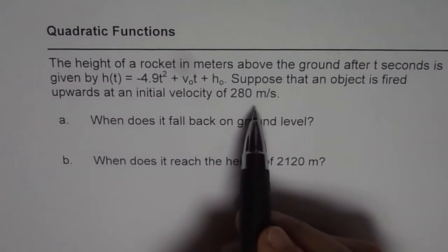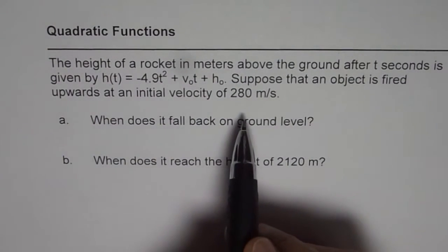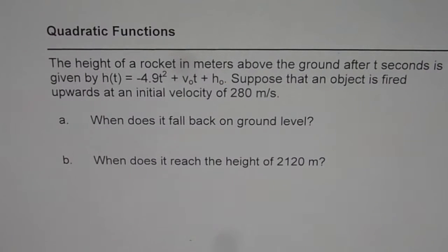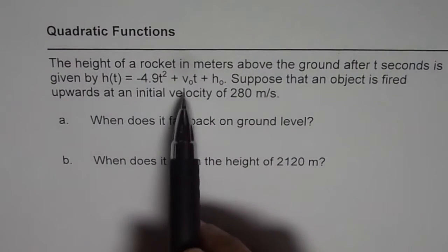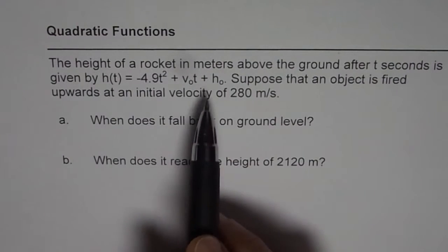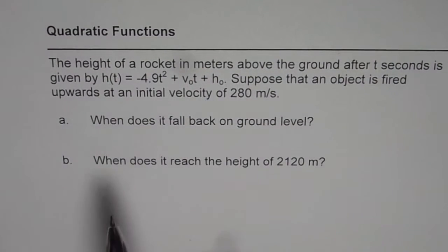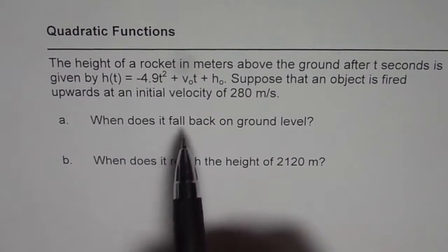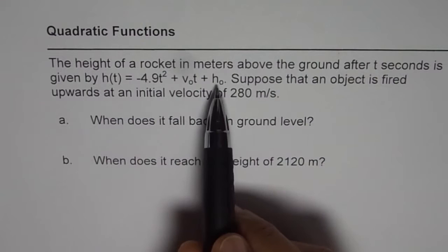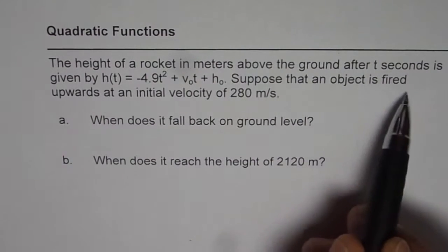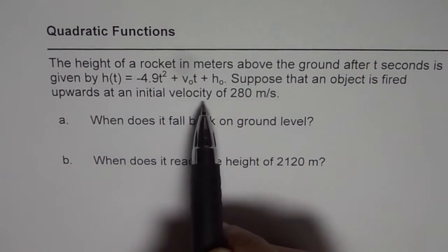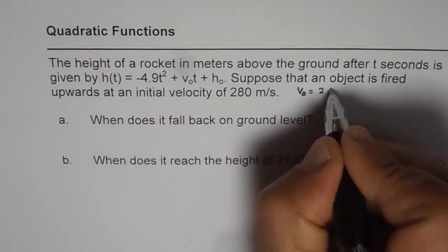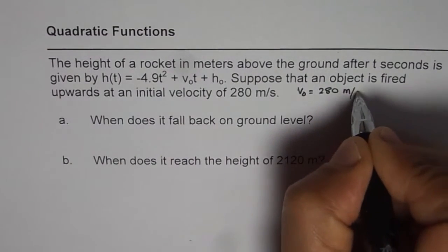Now for this particular situation, let us write down the equation first. The equation is h(t) = -4.9t² + v0t + h0, where v0 is the initial velocity and h0 is the initial height, which is not mentioned here, but you should know. Suppose that an object is fired upwards at an initial velocity of 280 meters per second. So v0 is given to us as 280 meters per second.